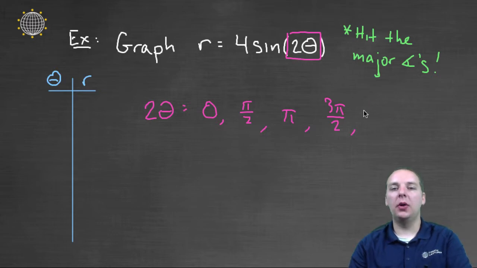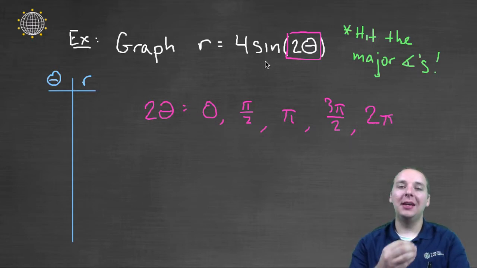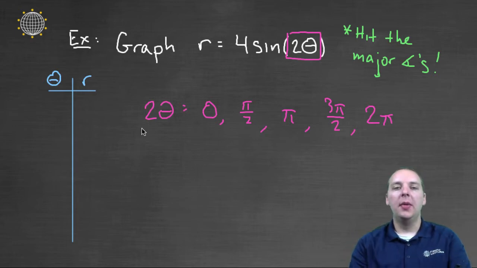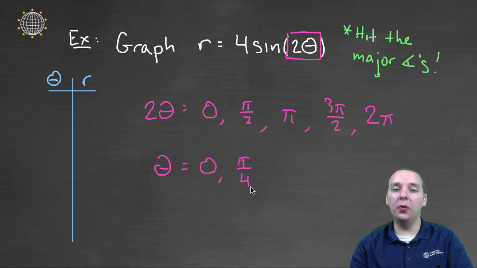That's actually what I want the 2 theta to be, right? So that when 2 theta are these angles, I'm taking sine of what I'm calling my major angles. But this is not what theta is. So how do we find the theta? Very simply, we just divide both sides by 2. So theta would be 0, pi over 4, pi over 2 divided by 2, and then pi divided by 2, and 3 pi over 4, and pi.